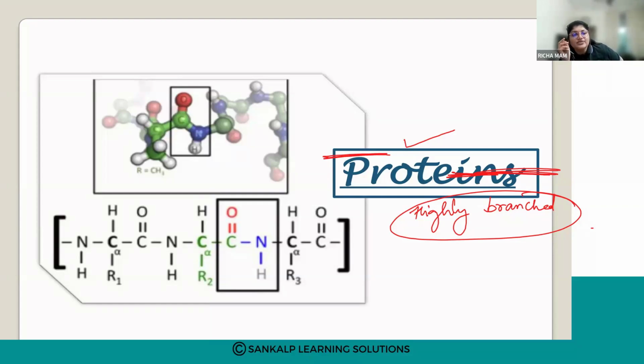In disaccharides, we have discussed about maltose, then your lactose and sucrose. Then we have studied about polysaccharides. In polysaccharides, we have discussed about starch, cellulose, and glycogen. So this completes our carbohydrates. Next, we are going to discuss about proteins.